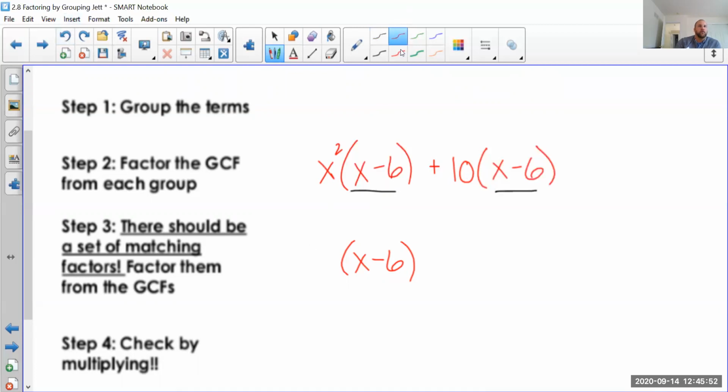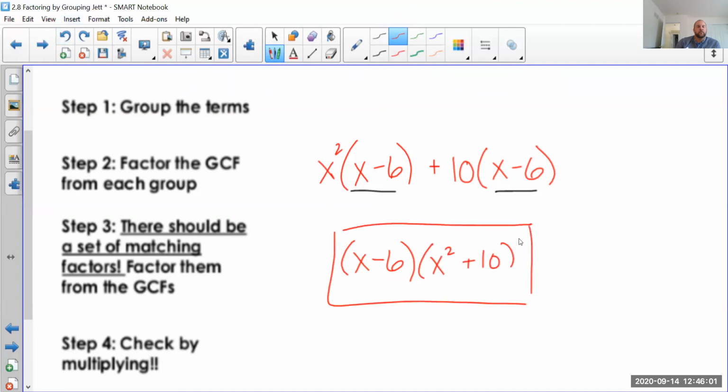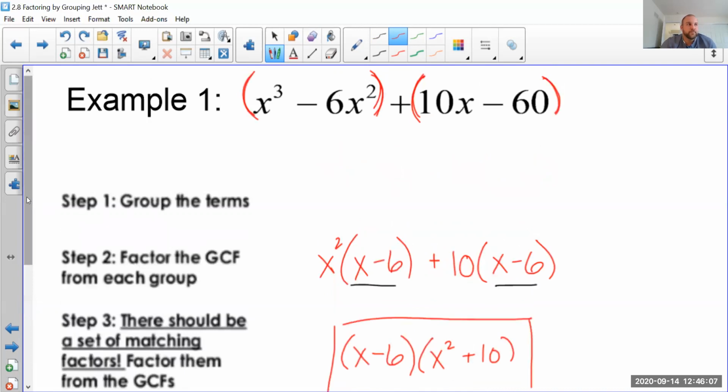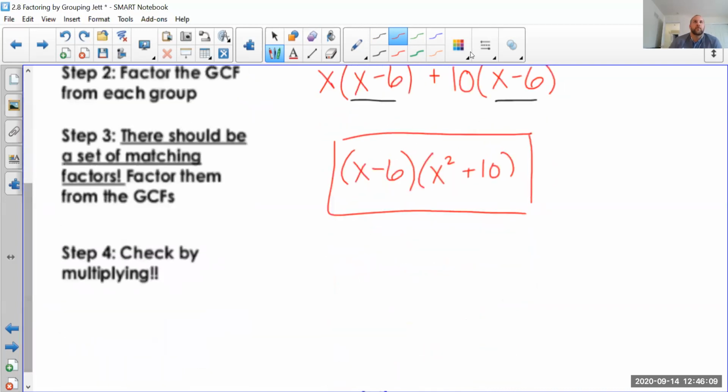So that's what I'm going to write here. X squared plus 10. That's my answer. Okay, that's our original problem factored out. Now, step 4 says check.